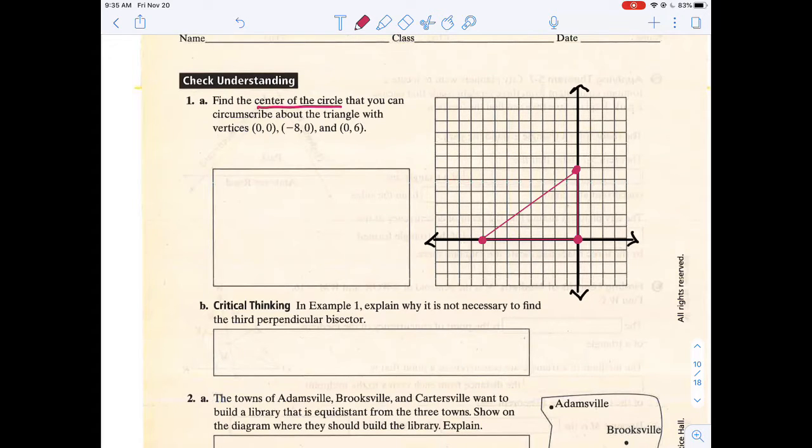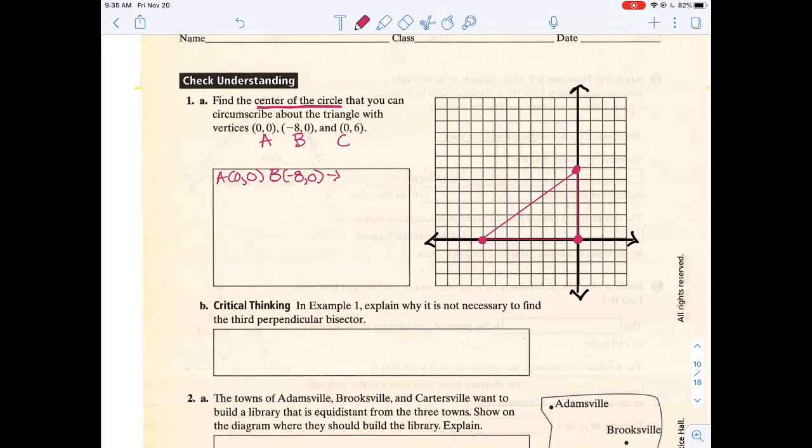Now, back in example 1, we found the perpendicular bisectors of the two sides that form a right angle to help us find the center of this triangle. So, I'm going to call these points A, B, C. So, A is at 0, 0, and B is at -8, 0.